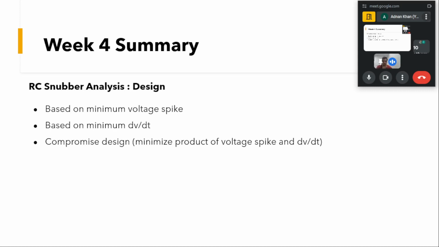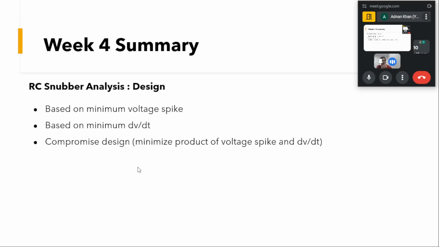The other design criterion for this RC snubber is minimum dV by dt. So we can design our snubbers in order to limit that. We shall go through our problems to see how that is done. If we want to limit this dV by dt, we can design our snubbers according to that as well.